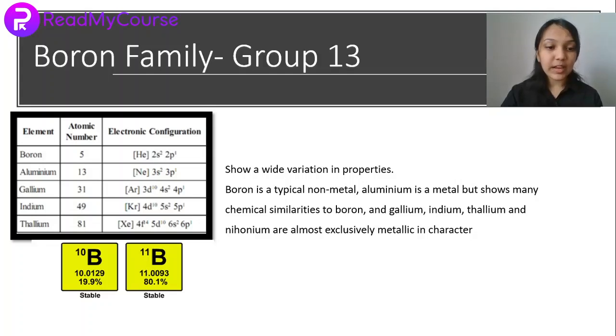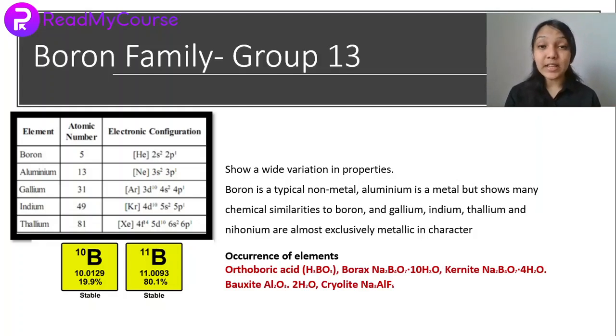Boron has two isotopic forms. One is B10 and the other one is B11. Usually B11 is more abundant, around 80%, and it's more stable also. These are the isotopes of boron. Now, what's the occurrence of boron? Boron appears in the form of orthoboric acid, borax, kernite, bauxite, cryolite, etc.